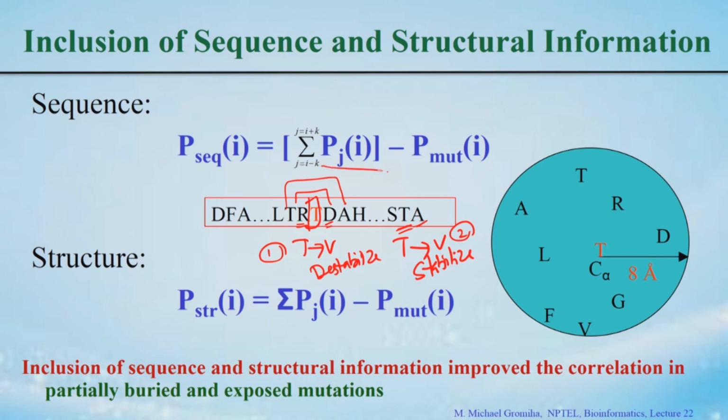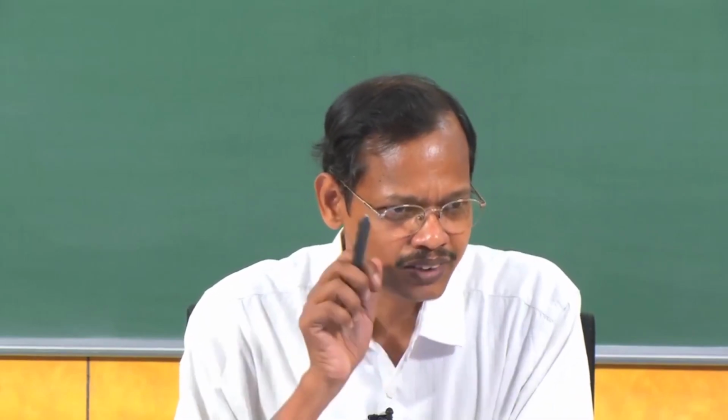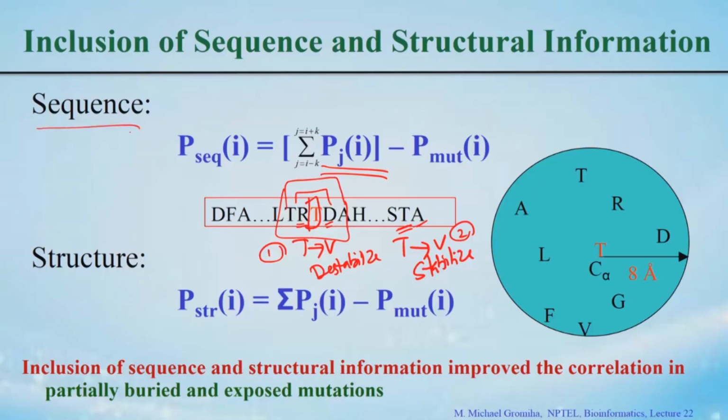In this case you can get the property value for any window length. You can take this as the wild type value. Then you can subtract the mutations, then you can include the sequence information and get this P sequence of i. Now, this P sequence of i is influenced by the property values plus the neighboring residue information. When you add this, you can account for the same mutations occurring at different places. This is how to include the sequence.